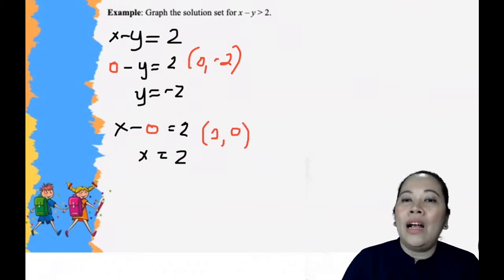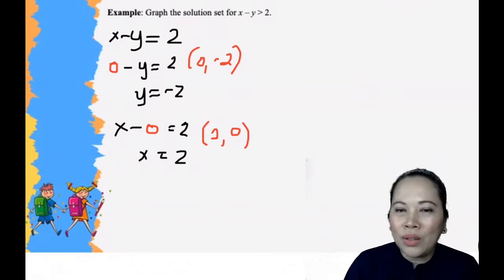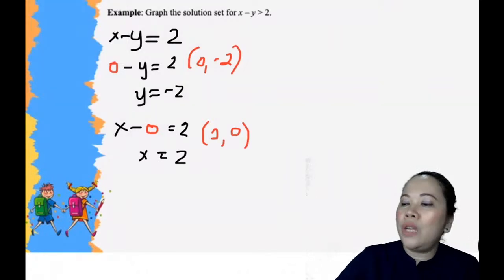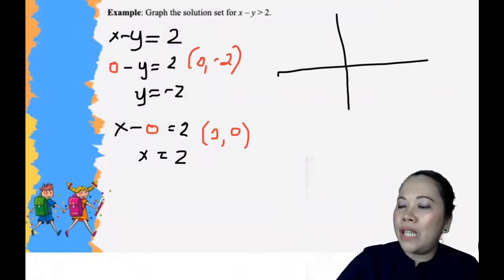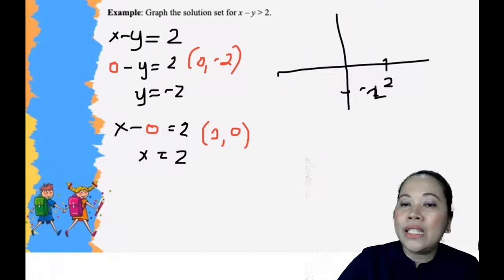Again, for you to be able to draw a line, you only need at least 2 points. So the easiest way is to find the intercepts, the x and the y intercept. Then you can graph it. I'll graph it here. All I need to do is negative 2 on my y and 2 on my x.